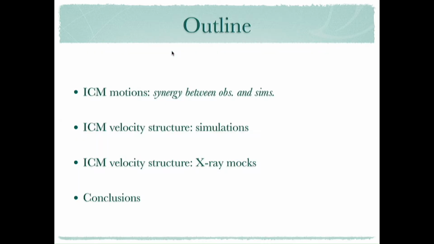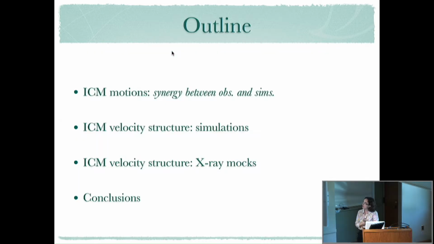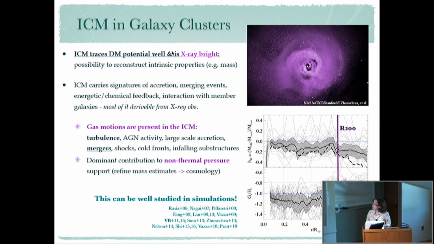So briefly, the outline of this talk: I will first introduce a little bit the motivation for this kind of analysis, trying to point out the importance of the synergy between numerical simulations and X-ray observations for this kind of projects. And then I will describe the results about the ICM velocity structure, first from the pure simulation point of view, and then using some mock X-ray data derived from the simulations. And then I will, of course, summarize and conclude.